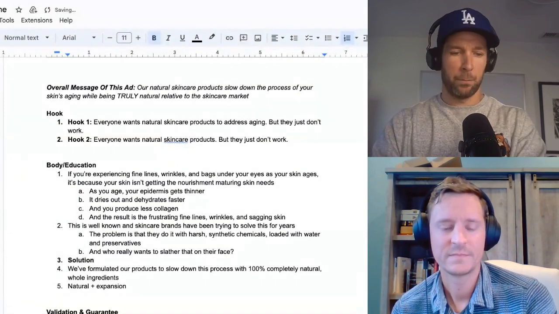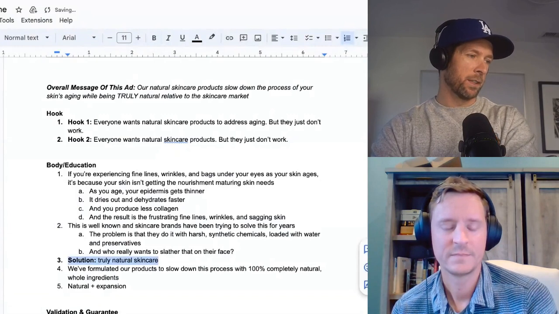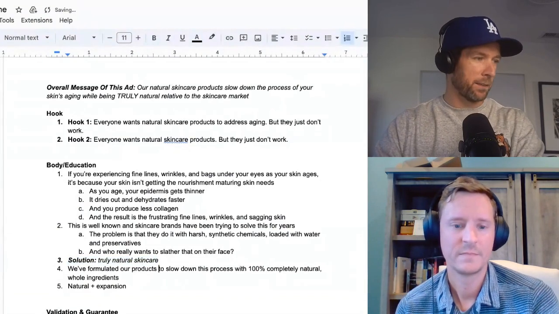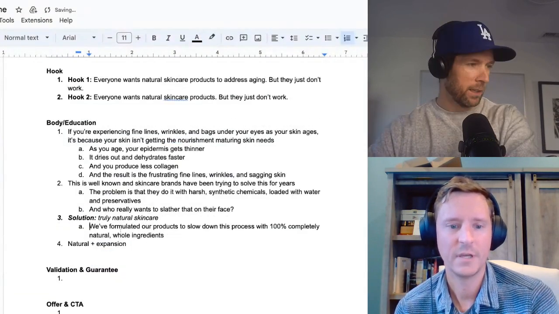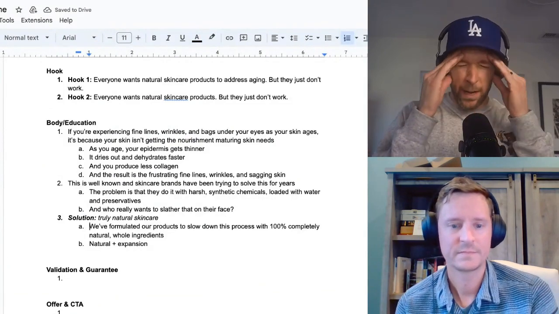Here, I'm going to just put that in bold. Bambu Earth solution is truly natural skincare. I'm going to put this in italics because it's probably not actually script, but it's just a marker of what we want to do here. So now we have to say there's a better way in so many words.